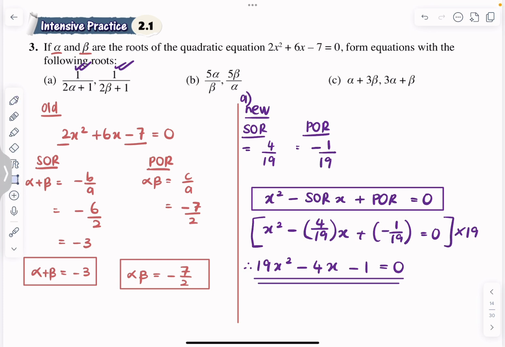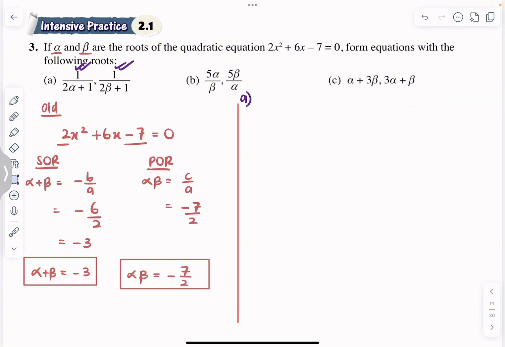Okay, let's look at question B. The old sum of roots and product of roots stay the same. Right, let's look at B. So our new sum of roots will be 5 alpha over beta plus 5 beta over alpha.